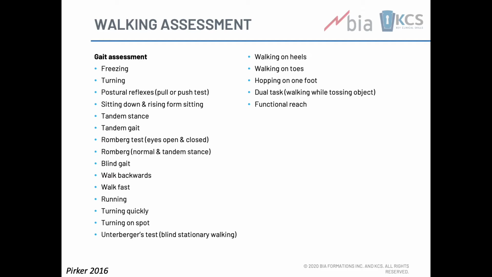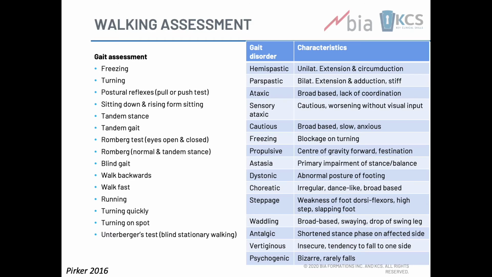When evaluating gait, there are many different factors we can look at, including having the patient stop, start, walking at various speeds, eyes open, eyes closed, heel toe walking, etc., making 180-degree turns, doing functional reach, doing dual tasks. And we should also recognize that there are typical gait patterns that are associated with various types of pathologies, and they have their own characteristics.